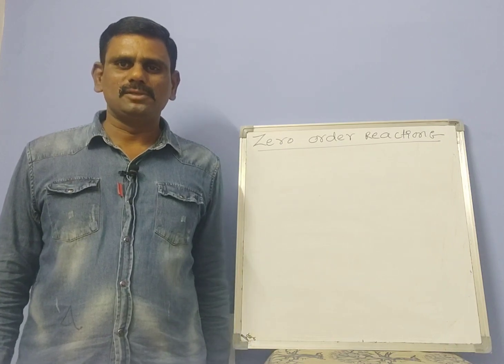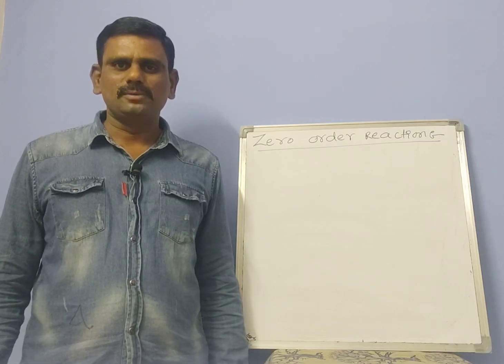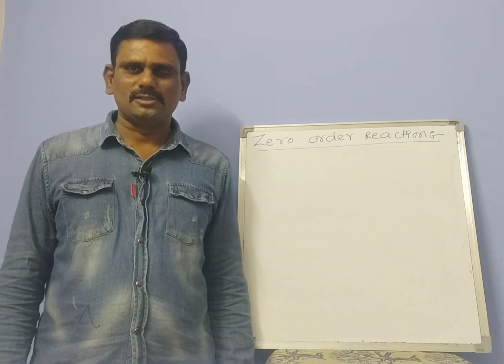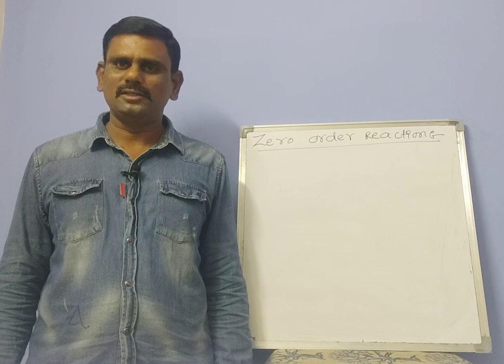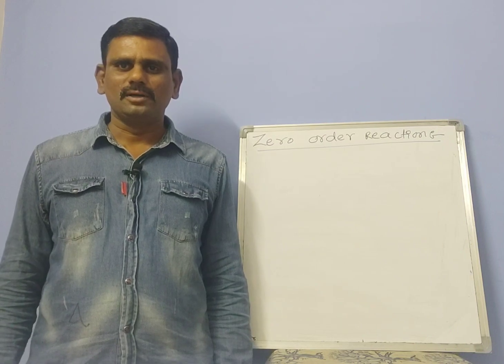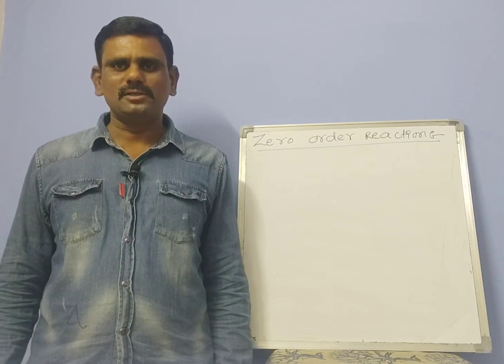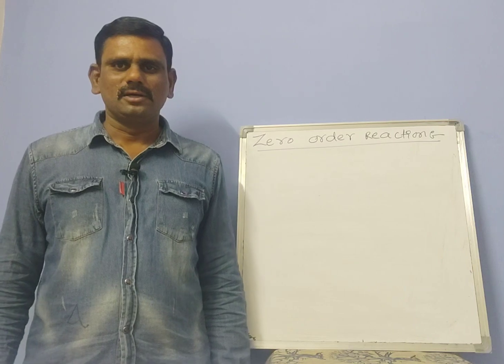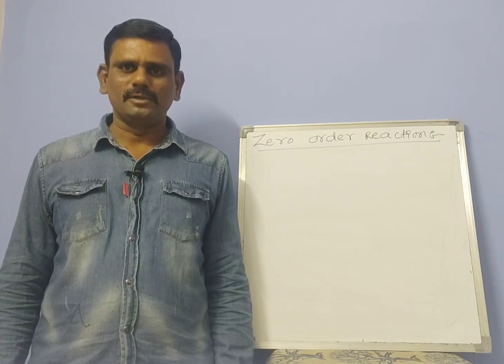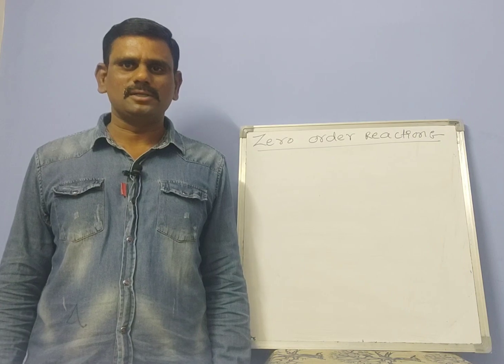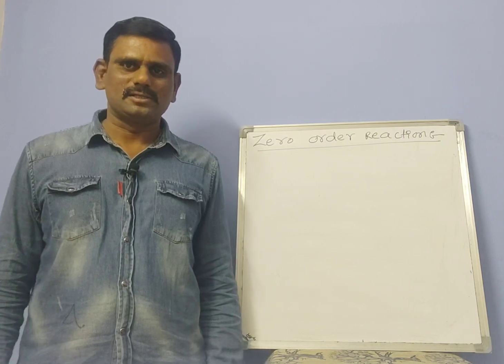See, order may be 0, that reaction is said to be zero order reaction. We have zero order, first order, second order and third order of course. Among all, I am taking here zero order reaction. In zero order reaction, order of reaction is 0. That means rate of reaction does not depend on the concentration of reactants.